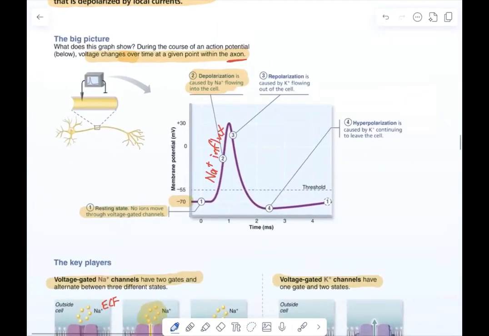So number 3 is potassium efflux, called repolarization. And that means that the membrane potential inside the cell goes from plus 30 back towards threshold, and then it continues past threshold because we have a slight period of hyperpolarization because more potassium leaves the cell. Remember, you learned that there are more leakage-gated potassium channels. So that's why we have a period of hyperpolarization.